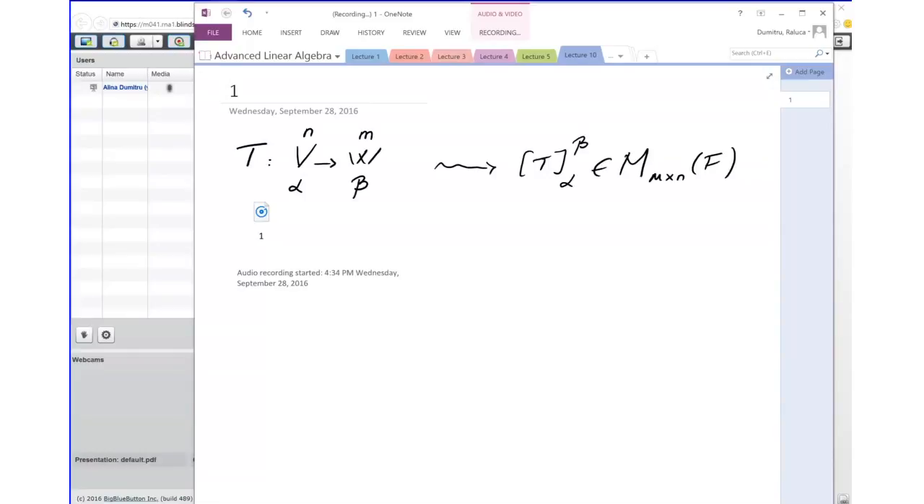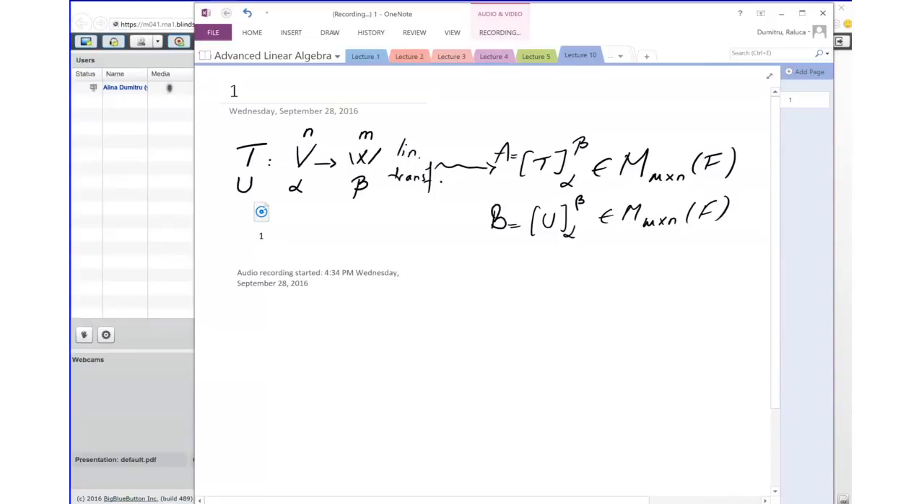Okay, so the last thing that we've seen was that if you take two linear transformations, T and U, and let's say A is the matrix of T and B is the matrix of U from alpha to beta, then we've seen that the sum of T and U will have as a matrix the sum of A and B. And if you take a scalar multiple of T, so let's say C times T, we'll have as a matrix C times the original matrix A.